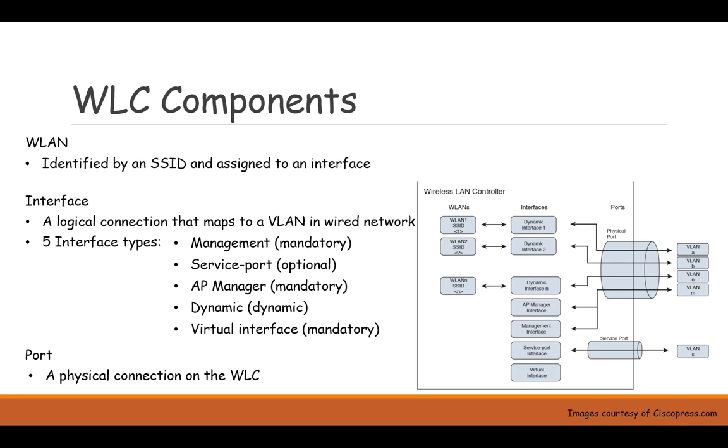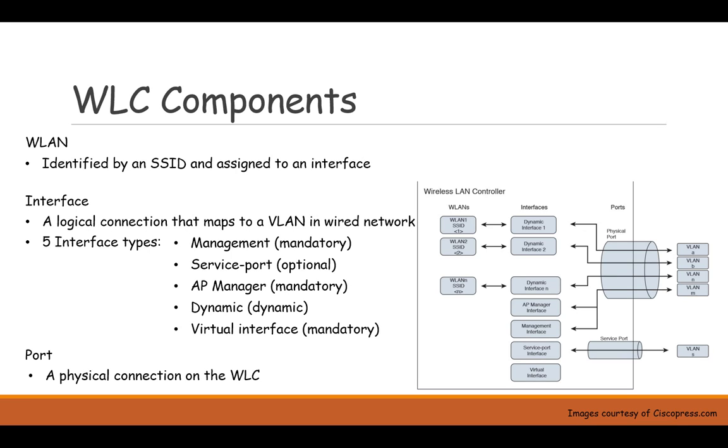The wireless controllers themselves have three main components: WLANs, interfaces, and ports. The WLANs are identified by an SSID and are assigned to use an interface. The interfaces are logical connections which map to a VLAN on the wired network, and there are 5 different types of interfaces, 3 of which are mandatory to be configured.